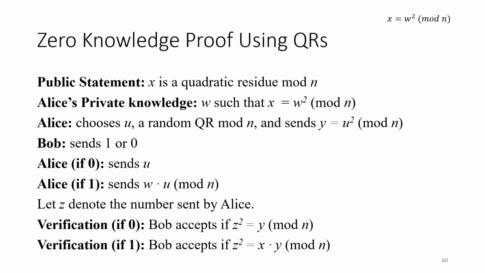And if we sent him W times U, then he checks that X, the quadratic residue that W generated, times Y, the quadratic residue that U generated, is indeed W times U squared mod n, which it will be if all was correct and those were indeed quadratic residues.